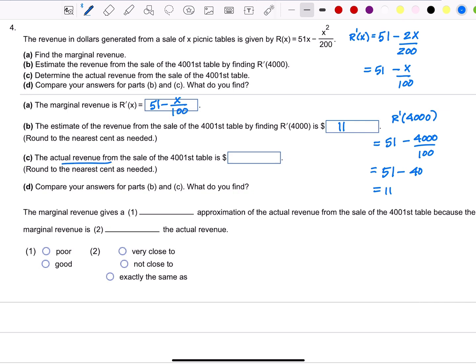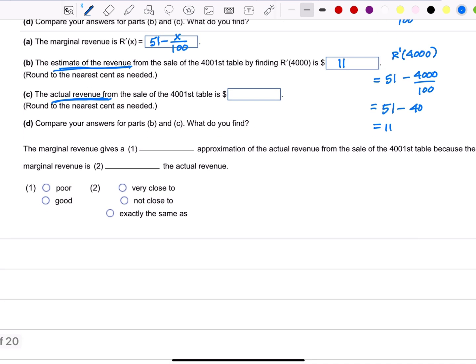Now the actual revenue is different from the estimate of the revenue, because the derivative estimates what it's going to be by estimating how it's changing at 4,000. Sometimes it's spot on, exact, and sometimes it's just close. So let's see what happens.